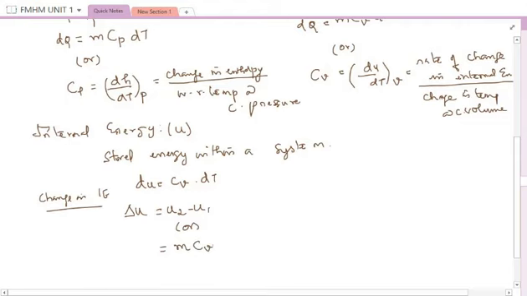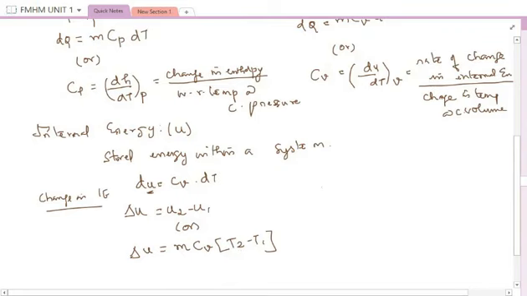In the case of internal energy, the specific heat has to be maintained at constant volume. So the change in temperature is nothing but T2 minus T1, right? So from this equation, ΔE equals m Cv into (T2 minus T1).